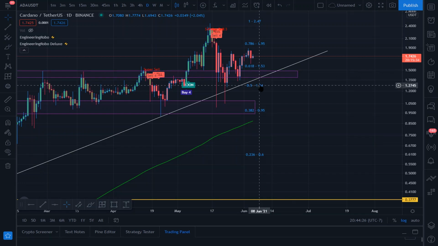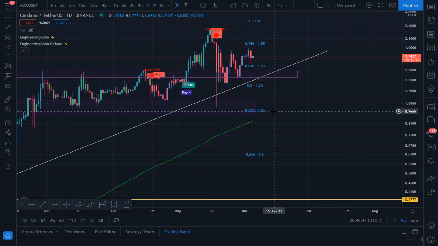The 0.5 line at $1.24 is not impossible to interact with before we interact with the $2 range again. More lows that we see for Cardano, I believe, can be quite bullish in the short term. Some more buying opportunities at lower levels, I believe, are going to be healthy for the uptrend to continue, as we are still above the 200 daily moving average, which is a long-term bullish indicator.